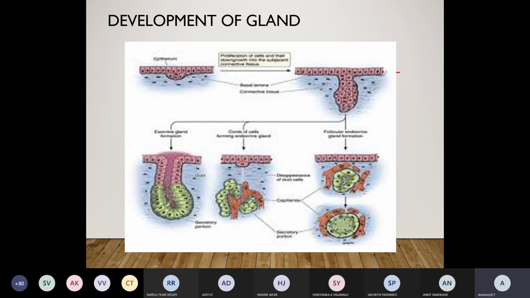So that capillary network fuses through the basement membrane of these particular cells, and completely forms an endocrine gland, and the rest of the others are exocrine. This is how the development of this particular gland takes place, right?